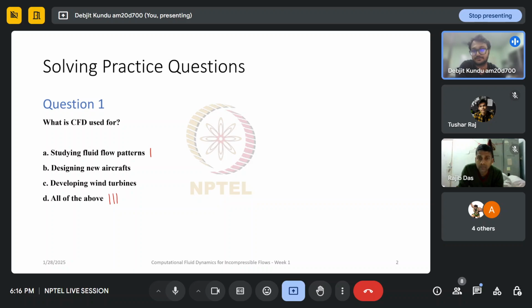Read through the question. So the question is, what is CFD or computational fluid dynamics used for? The options are option A, studying fluid flow patterns. Option B, designing new aircrafts. Option C, developing wind turbines. And option D, all of the above. Okay, so let's take a look at the answer. It's actually option D, all of the above.